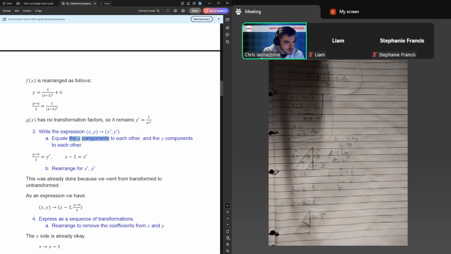From there, what we're going to do is compare the two components to each other. The x components are going to be equated and the y components are going to be equated. What does that mean? Well, here's the y component of the first one. It's the entire left-hand side. Here's the y component of the second one. So you put an equal sign between those two things. Same thing over here. Here's the x component of the first one. It's that horizontal translation of 1. Here's the x component of the second. Just x, or x dash. And so we put an equal sign between those.